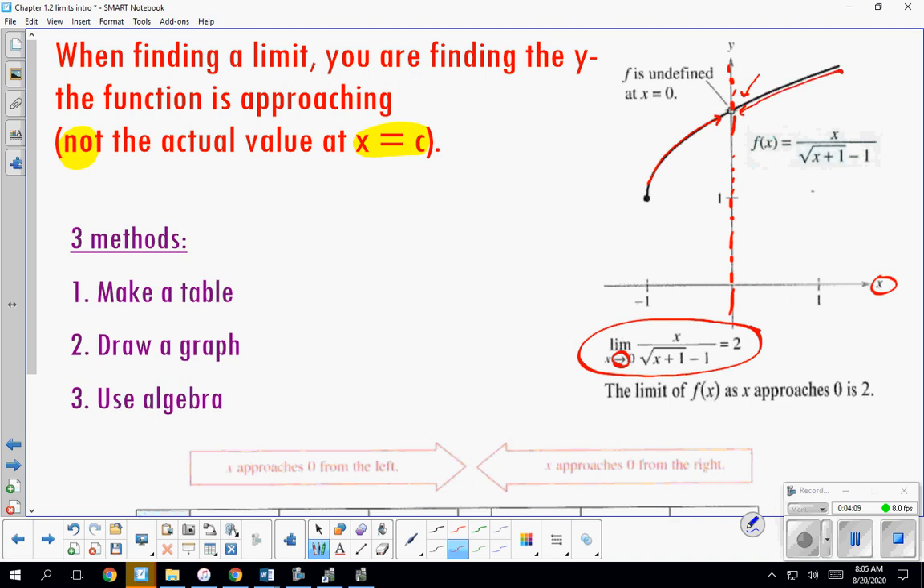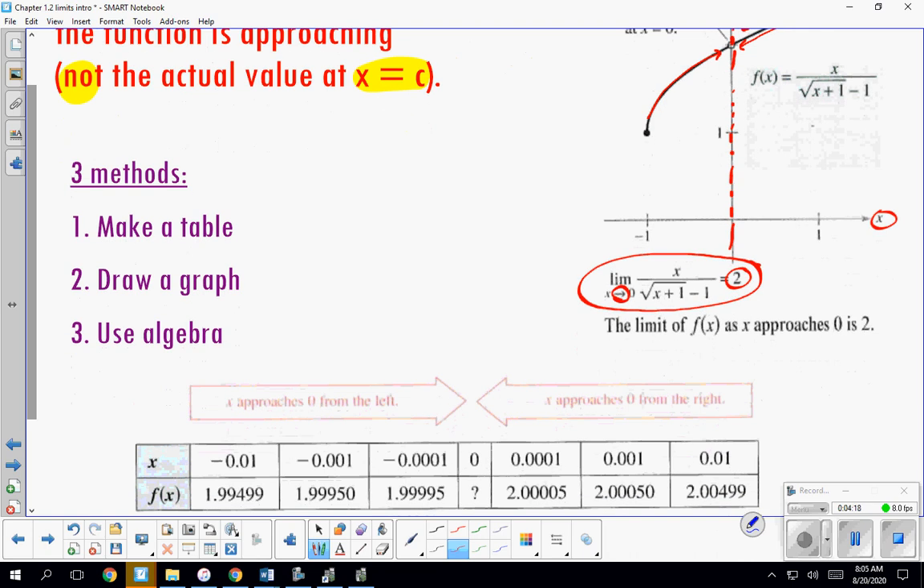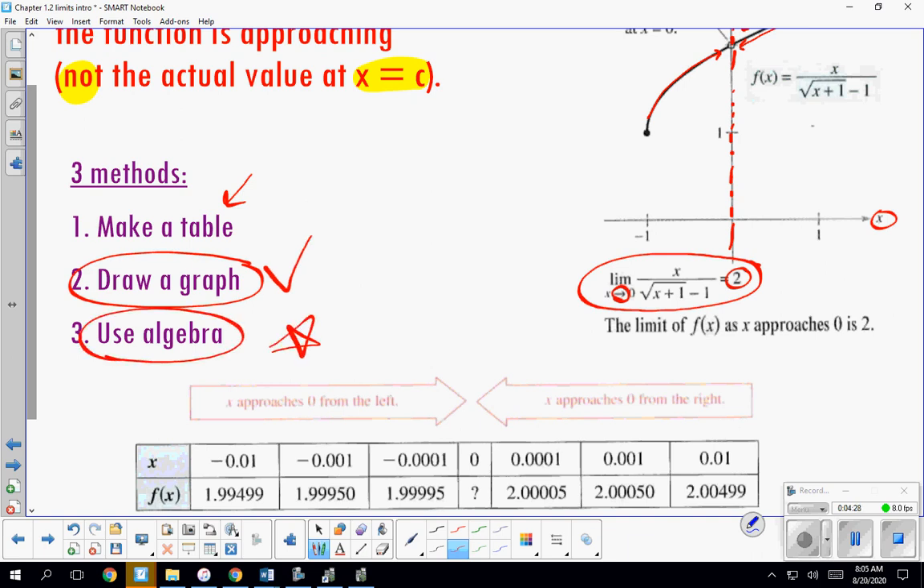And whatever that y value is, in this case 2, is our limit. Okay? So different ways to find limits. Make a table. This is a lot of work. Draw a graph. If we already have a graph, this is really nice. And use algebra. This is going to be kind of the most common method that we use.